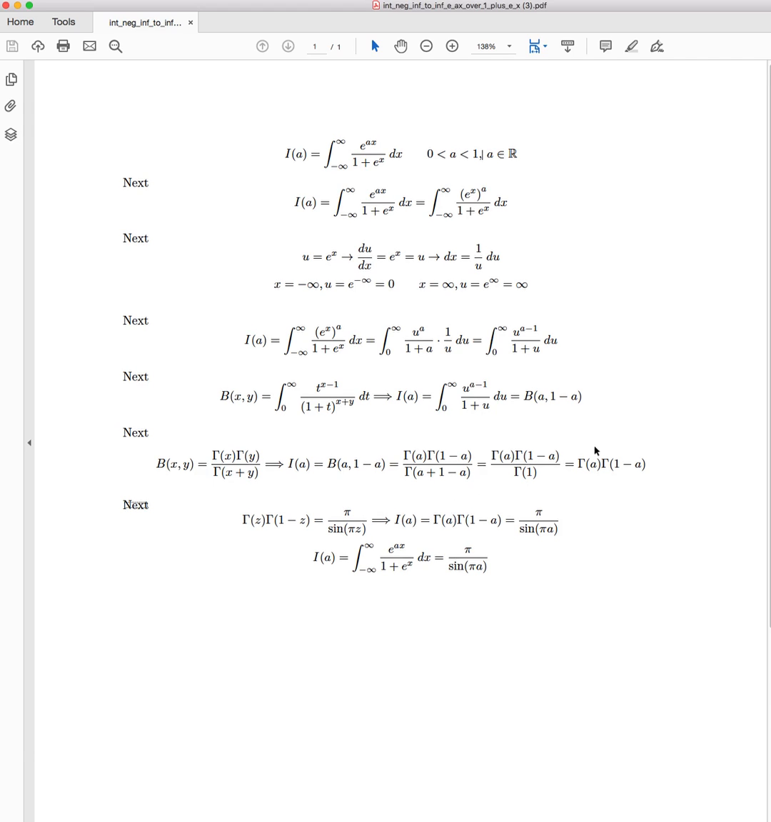So therefore I of a, which is equal to this quantity, gamma of a times gamma of 1 minus a, equals pi over sine of pi a. And so therefore, I of a, which is the integral from negative infinity to infinity of e to the ax over 1 plus e to the x dx, is just equal to pi over sine of pi a. And that's our solution. So this one, obviously, a very simple one.